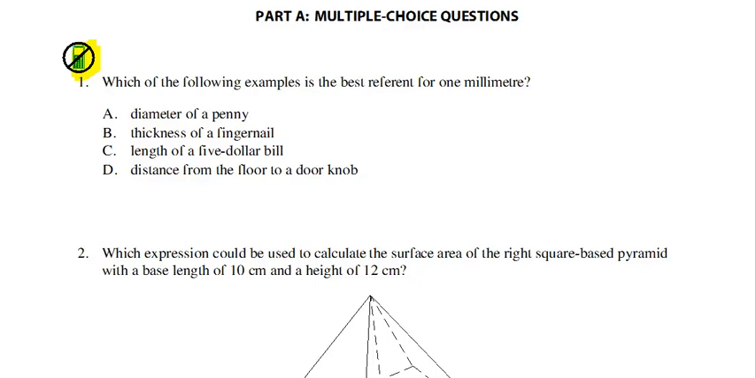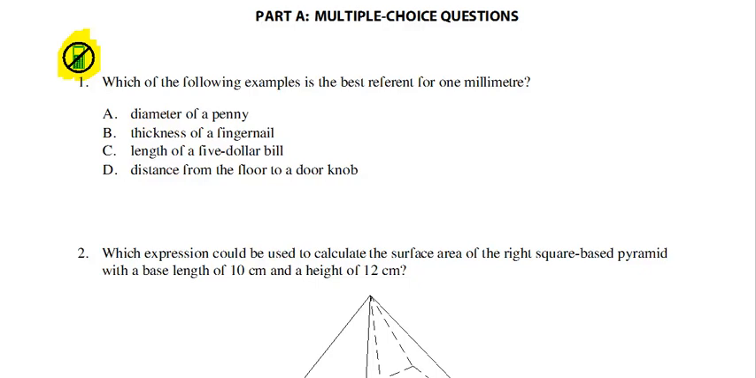You'll see the first one, as per normal, is a question where you can't use your calculator, and of course, you'll see in this question you don't need a calculator anyway. Which of the following examples is the best reference? Remember, references are what we use to estimate various quantities, for 1 millimeter. So obviously 1 millimeter is very small.